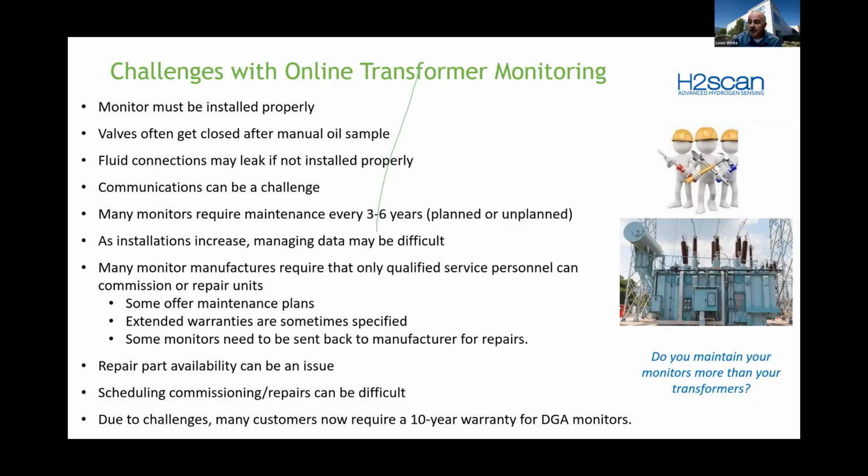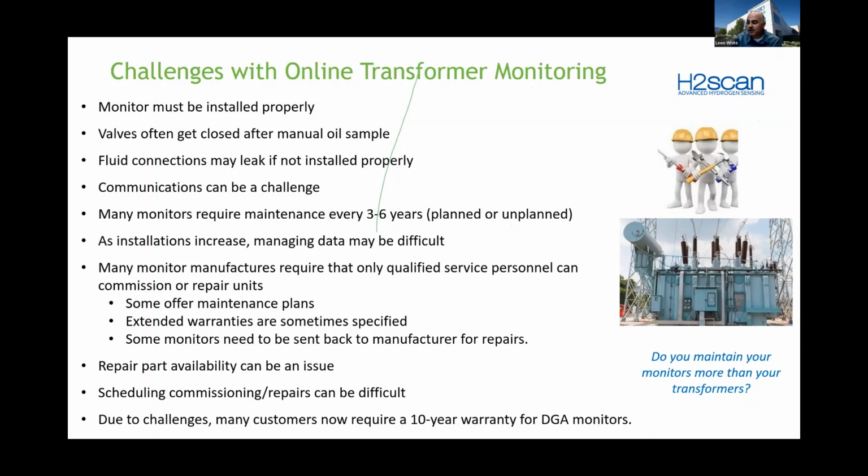Some monitors actually need to be sent back to the manufacturer for repairs. And so it's important for customers to do their homework ahead of time to make sure that they understand what's necessary to ensure that their monitors stay working over a long period of time. When you have a transformer that's going to last 30 to 60 years, and your monitor is going to need maintenance every 4 to 6 years, it's important that you incorporate that into your plans.